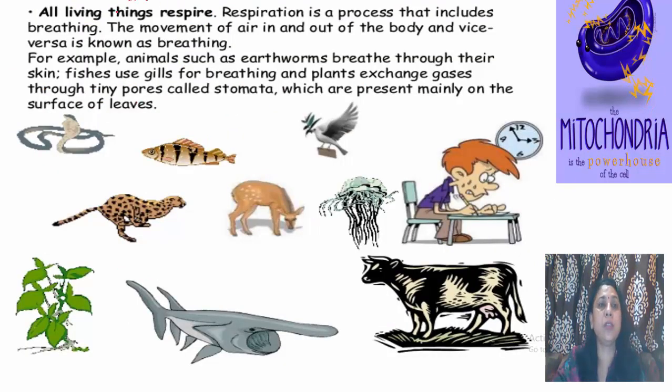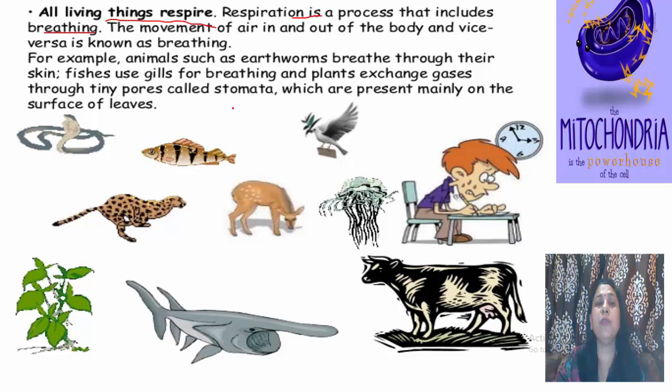Now, all living things respire. This is a characteristic feature of all living things, that they respire. You must have learned about the characteristics of living organisms in your previous classes. This is one of the main characteristics, they respire. Now, respiration is a process. It is not a single process. It includes breathing also, that is the exchange of gases, that is inhalation and exhalation. So breathing is the first step in the process of respiration.